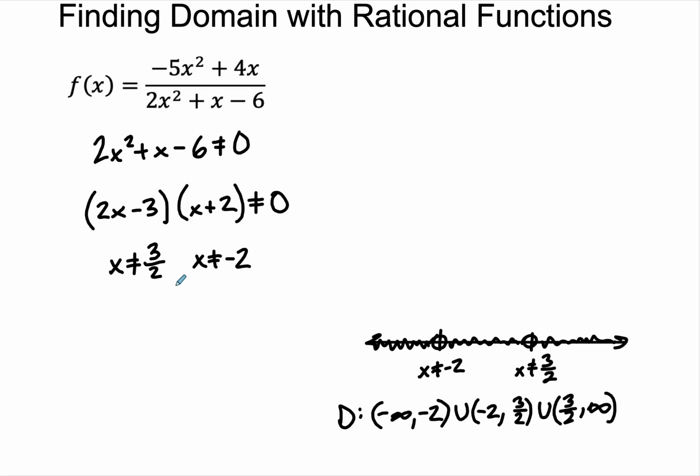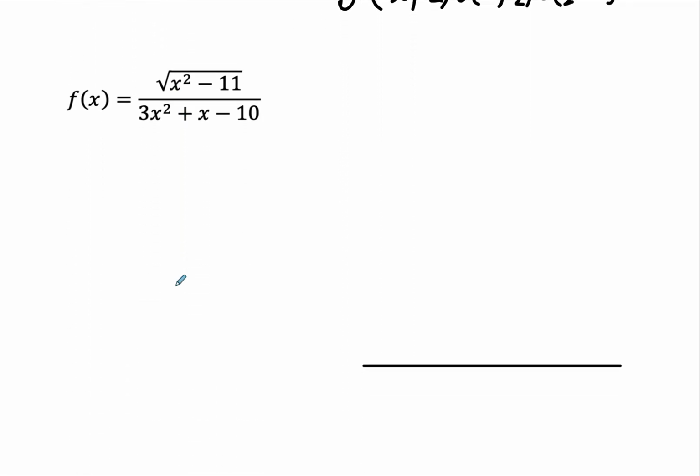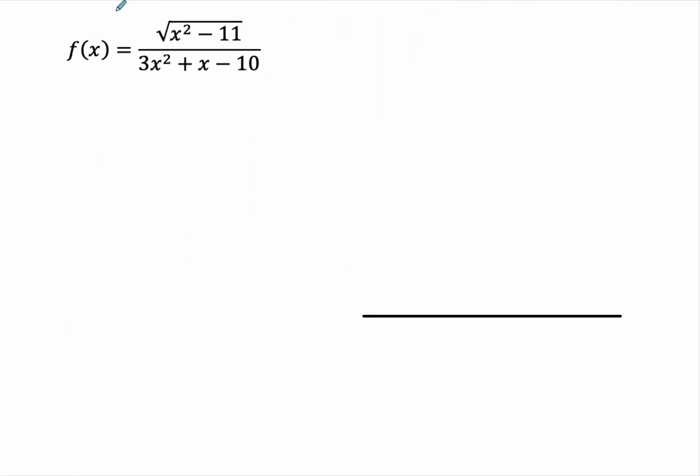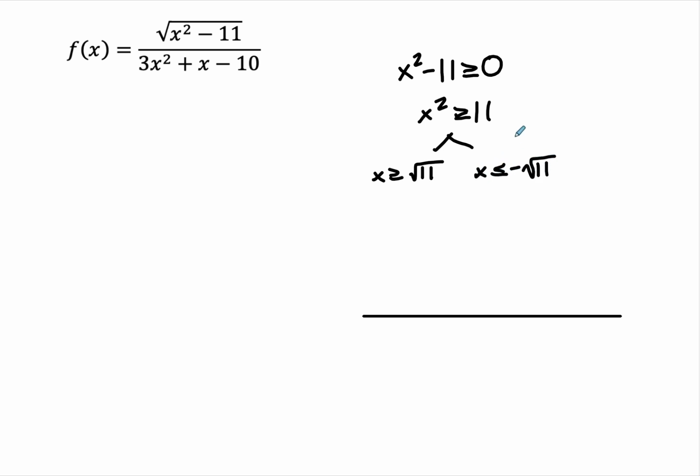Okay, let's move on to another problem. We're going to look at the square root of x squared minus 11 over 3x squared plus x minus 10. Now we have two things to worry about. In the numerator, we have a square root, and square roots have to be greater than or equal to 0. So x squared has to be greater than or equal to 11, and hence x, you have two situations, has to be greater than or equal to square root of 11, or x has to be less than or equal to negative square root of 11.